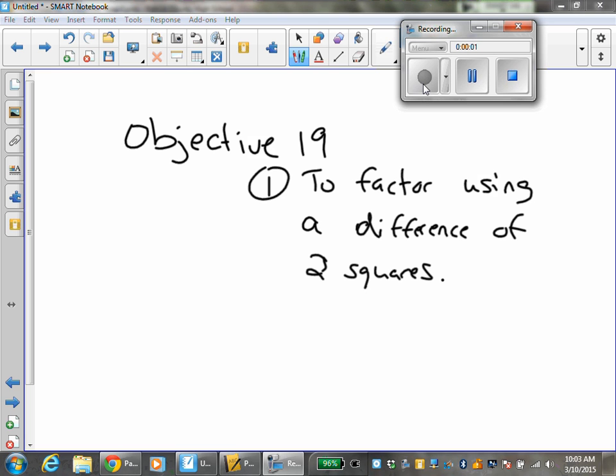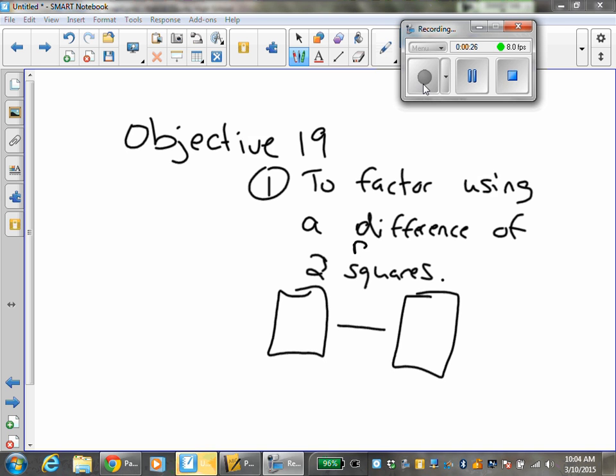Going to be Objective 19, we're going to factor using a difference of two squares. That's what it's called. And so I want you to think for a minute, what does it mean to be a difference of two squares? Subtracting, so we are going to be subtracting two things that are perfect squares, okay? And when I say squares, I mean perfect squares.